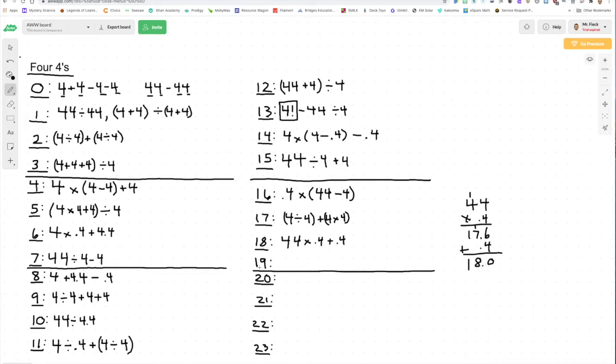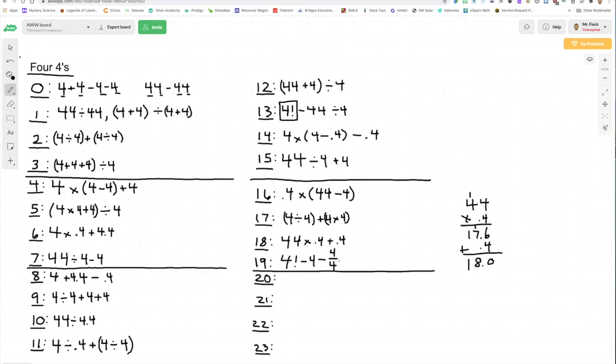And then for 19, I used a combination of different things. I used 4 exclamation mark, which again, remember, is 24. It's 1 times 2 times 3 times 4. So 24 minus 4, and then I did minus, and I used 2 4s to make a fraction this time of 4/4. So 24 minus 4 is 20, minus 4/4, which is 1, so 20 minus 1 is 19.